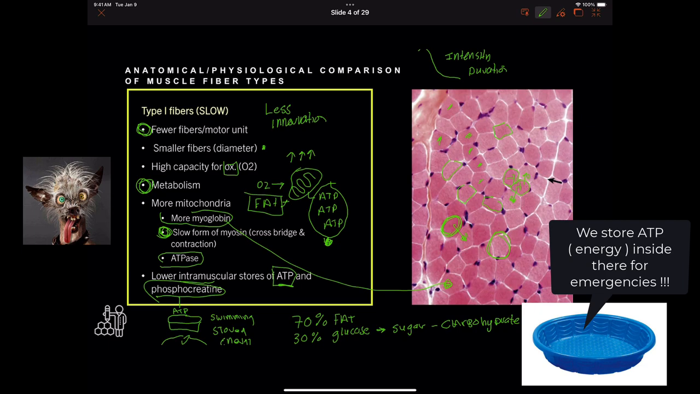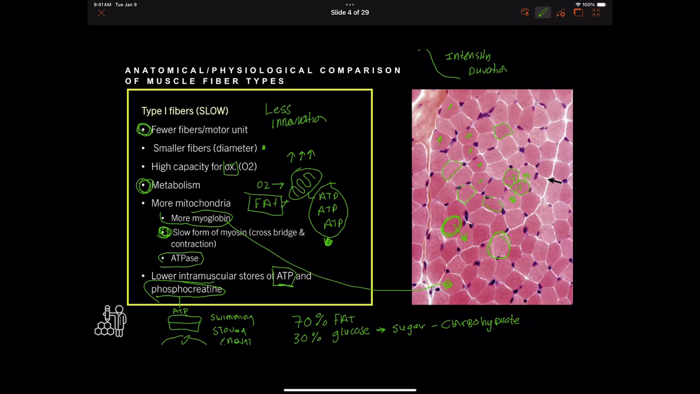the muscle. And once that energy is depleted, then we have to start bringing in other nutrients such as sugar or glucose or carbohydrates. They're all the same thing. And fat to help you continue to run and to get away from that dog.